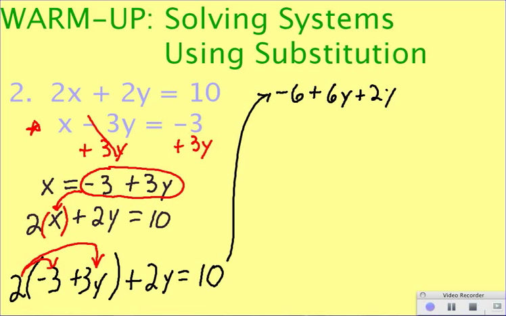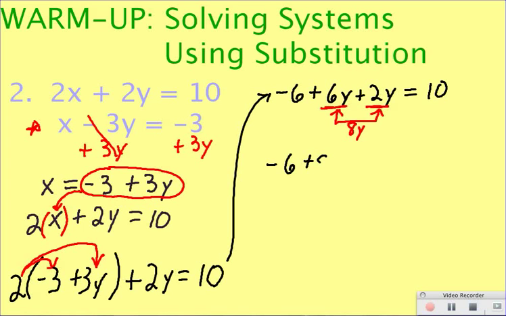Okay, recall the next thing that we're going to have to do is combine like terms. So hopefully you're seeing the positive 6y and the positive 2y. Those two are going to combine together since they're both positive. We just add them and we get a total of 8y after combining those. So rewriting the equation again, we have negative 6 plus 8y equals 10.